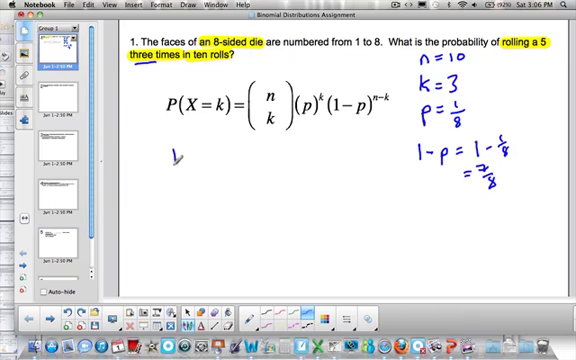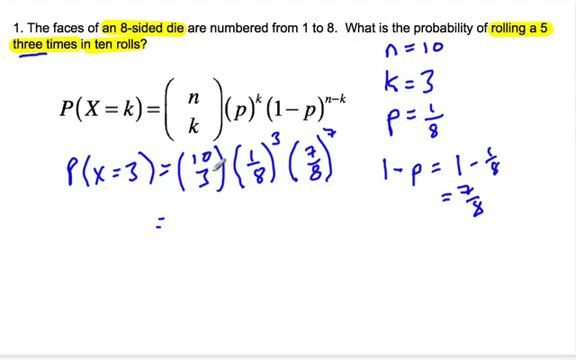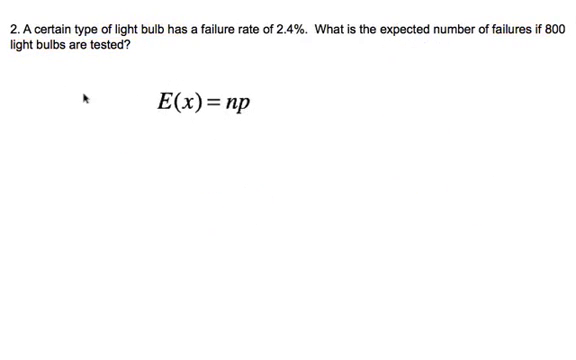So when we sub in the probability of 3 successes of rolling a 5, so we're going to roll a 5 3 times, will be 10 choose 3 times 1 over 8 to the power of 3, and this will be 7 over 8 to the power of 7. So this is going to be 120 times 1/8 to the power 3 times 7/8 to the power 7, and you should get approximately 0.092 as your solution.